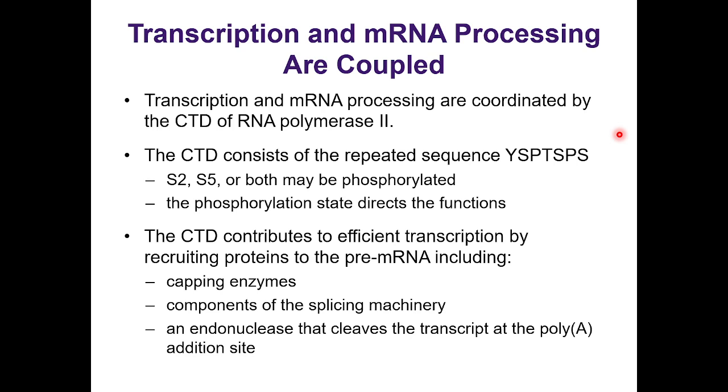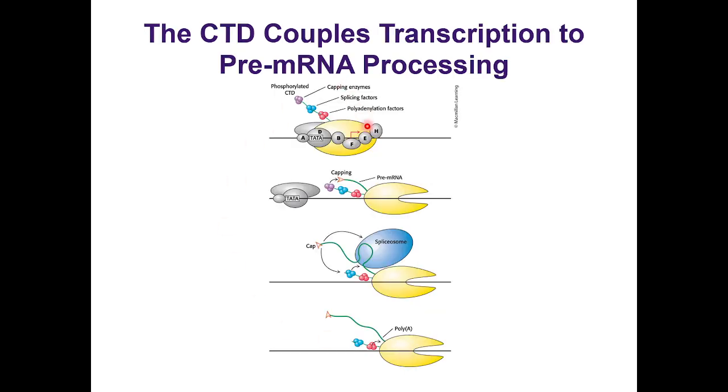Transcription and mRNA processing are going to be coordinated by the CTD of the RNA polymerase II. The CTD is going to consist of the repeated sequences YSPTSPS. So the S2 and S5 are both going to be phosphorylated. The phosphorylation state is going to direct the functions. The CTD is going to contribute to the efficient transcription by recruiting proteins to the pre-mRNA. This will include things like capping enzymes, components of the splicing machinery, endonuclease that will cleave the transcript at the poly A addition site.